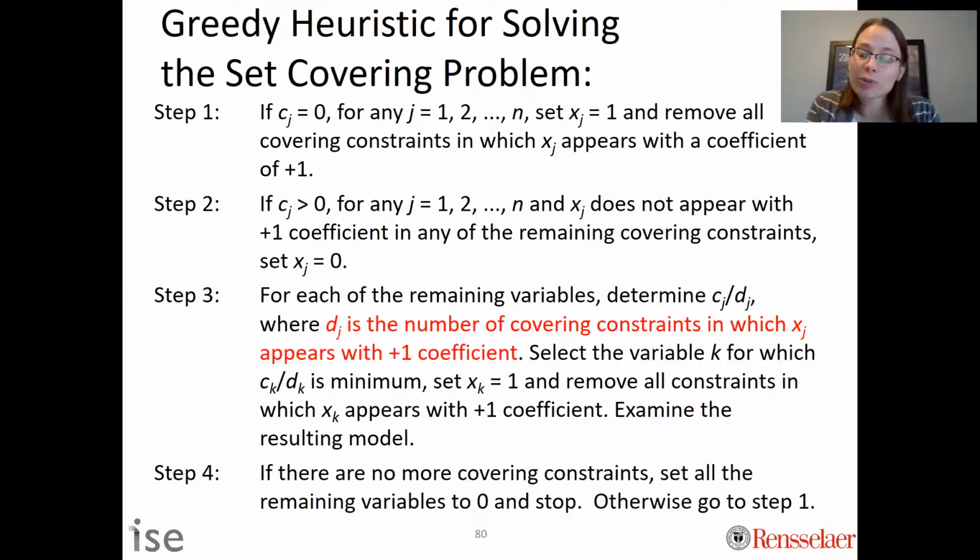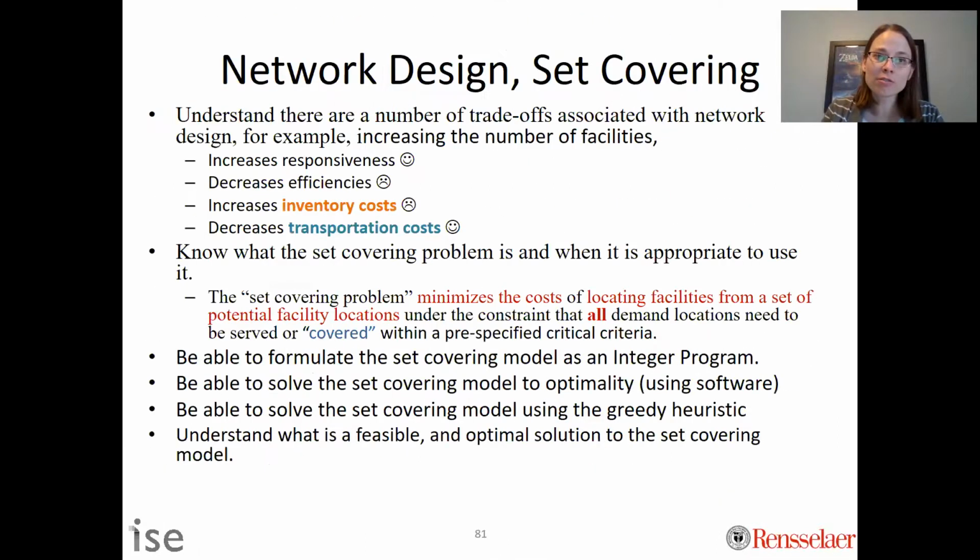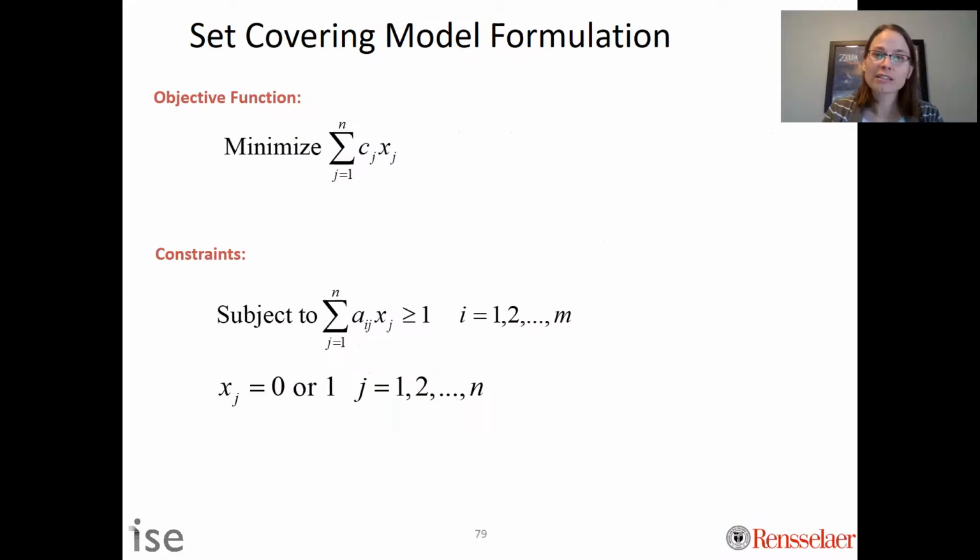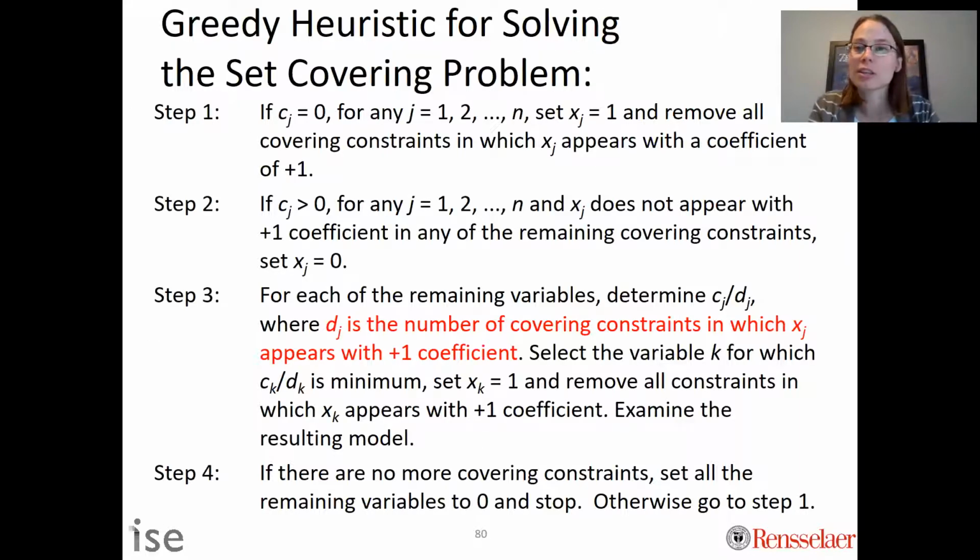So you should be able to formulate those optimization problems with set covering, and you should also be able to solve the set covering model using the greedy heuristic. I won't go through all the steps here, but one thing worth stating is the formulation, the model, is the same. How I go about solving it is different. So you could solve it by putting it in Excel and get the optimal solution. You could also solve it using the greedy heuristic.